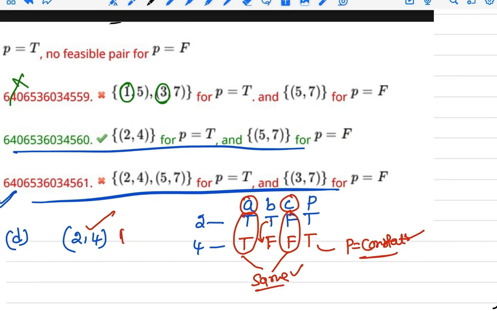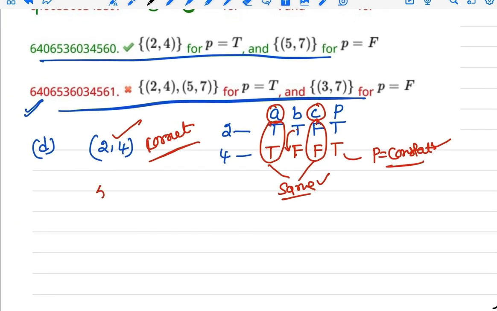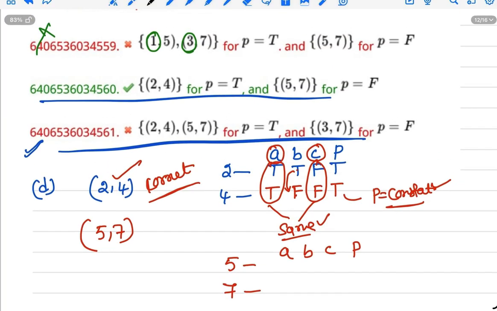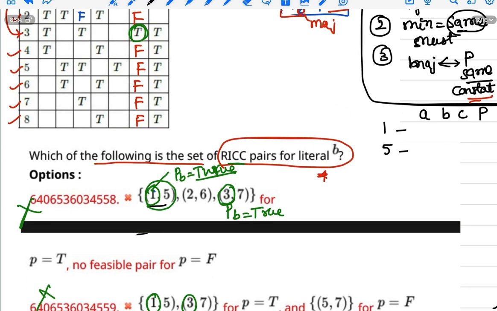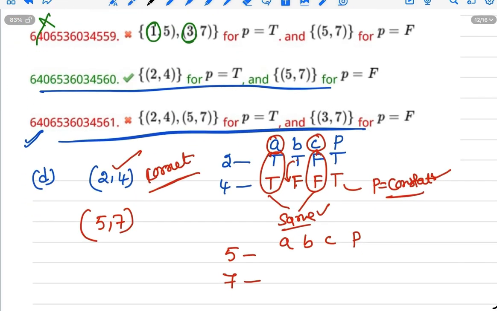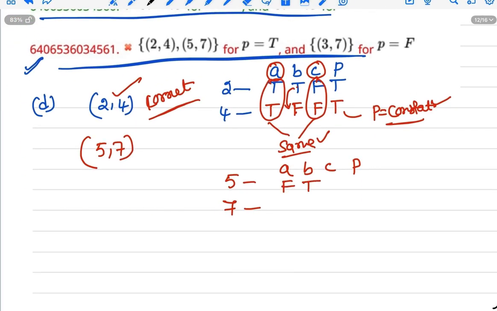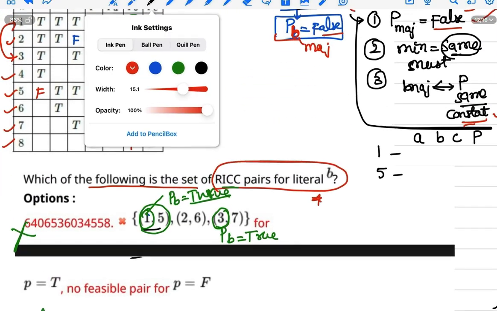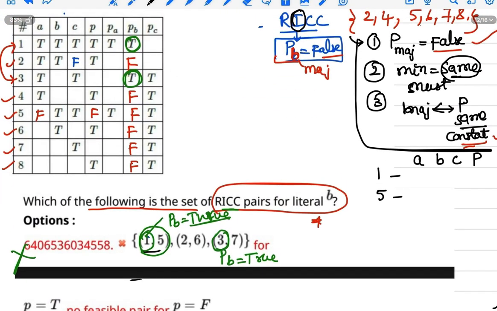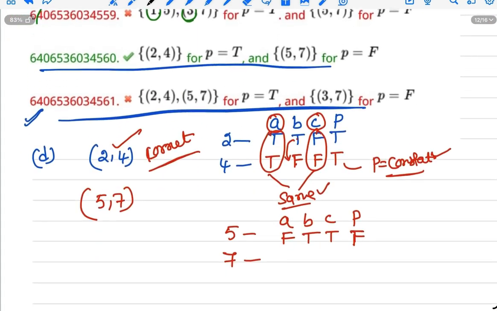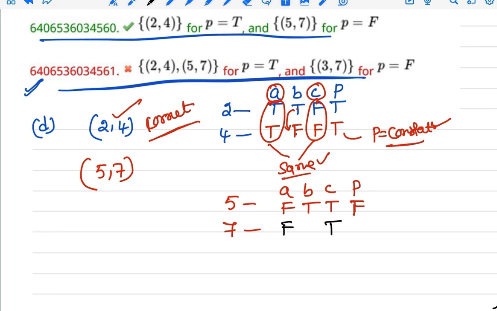Next we want to check the 5, 7 pair. Is this correct or not? 5 and 7. B, C and predicate. So for 5, false, true, true, false. For 7, C only true, all are false.